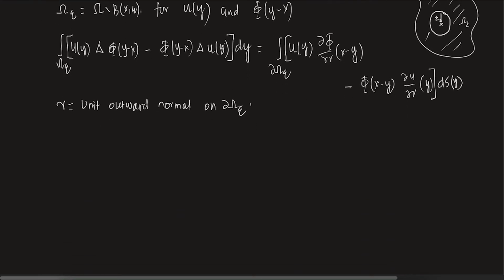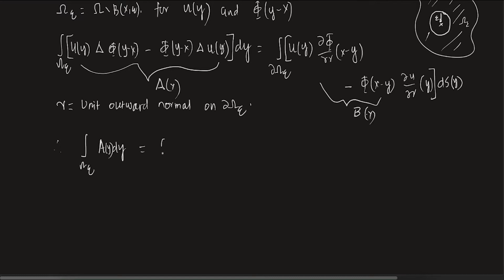That's your gamma. Now, it's a big expression, so let's call this an A, and this expression B. So what do you have? I have the integral over omega epsilon of A of y dy, equal to the integral over del omega epsilon of B of y dS of y. Clear? This is A of y and this is B of y.